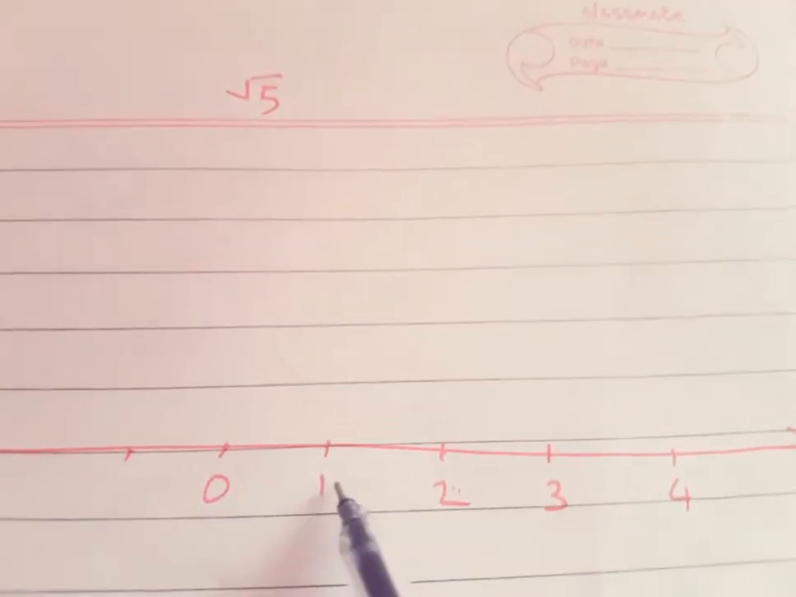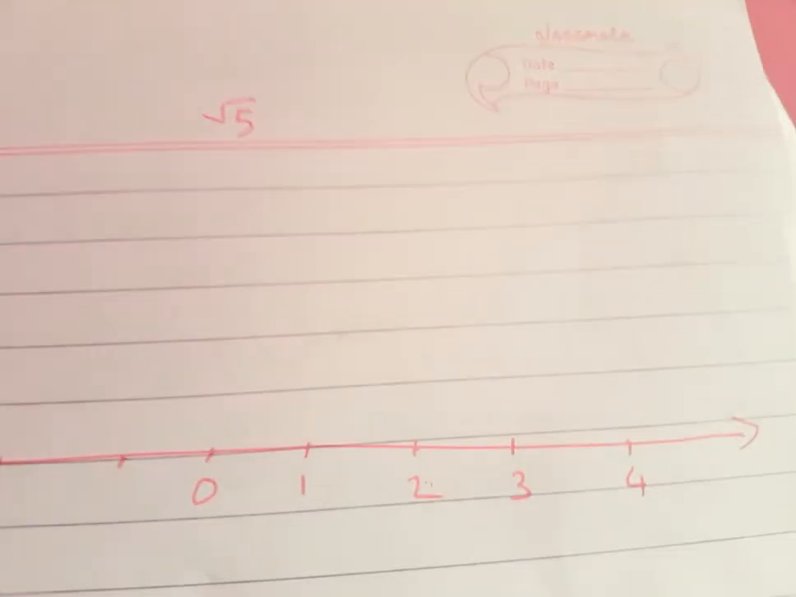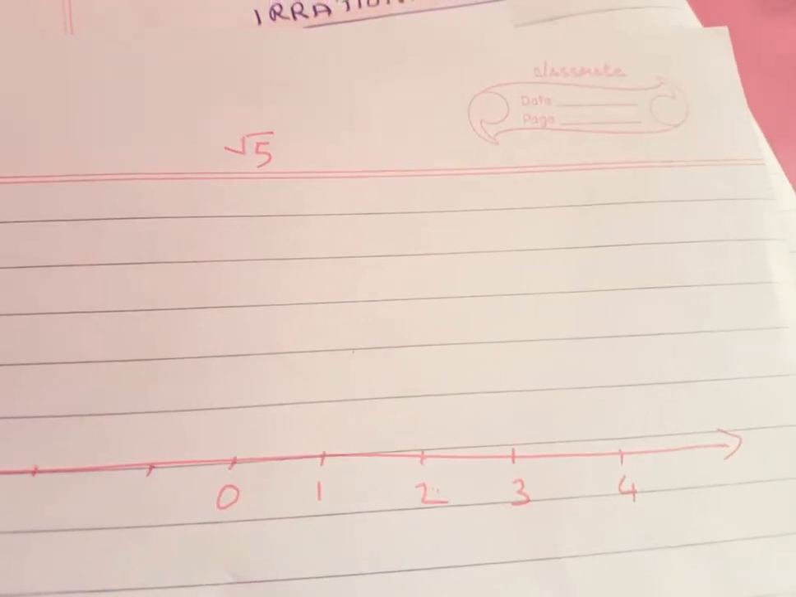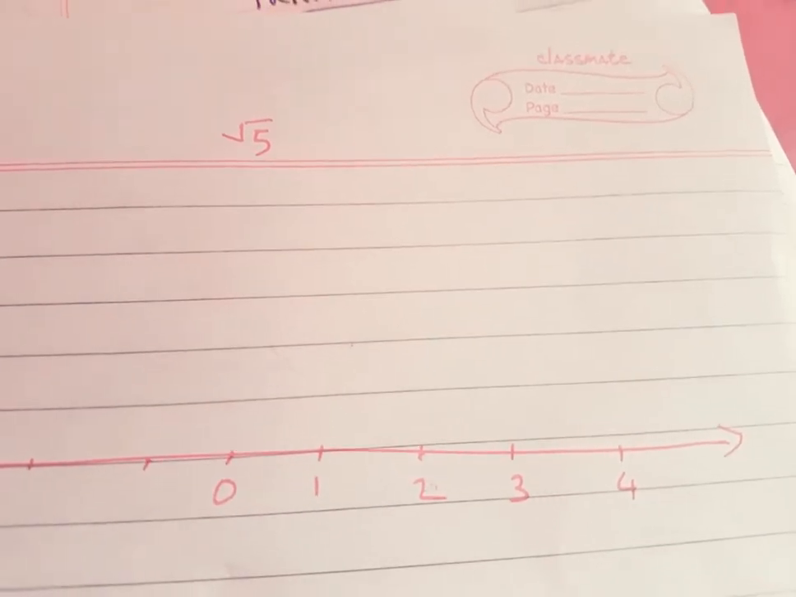Now I will show you how to plot root 5 on the number line. You may be thinking that take this as O and this is M and make perpendicular here, mark root 2, then perpendicular root 3, then perpendicular root 4, then perpendicular root 5, like that. But there is no need of drawing like that. There is an easy way.